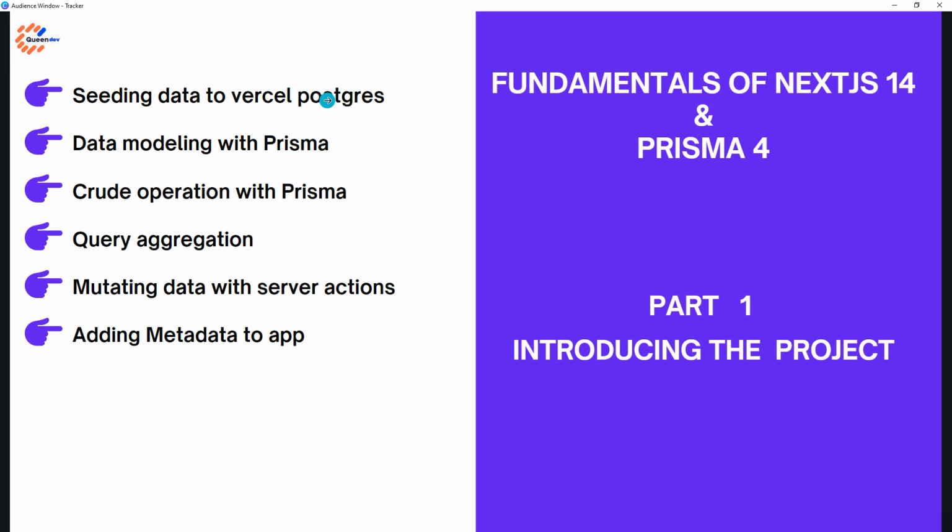Now, we are using Postgres in this tutorial. Postgres is a relational database, so that uses tables. So we're going to be using Postgres for this tutorial here. And we're going to perform CRUD operations with Prisma. We're going to use query aggregations with Prisma. And we're going to be mutating our data with server actions. And finally, we're going to add metadata to our application.